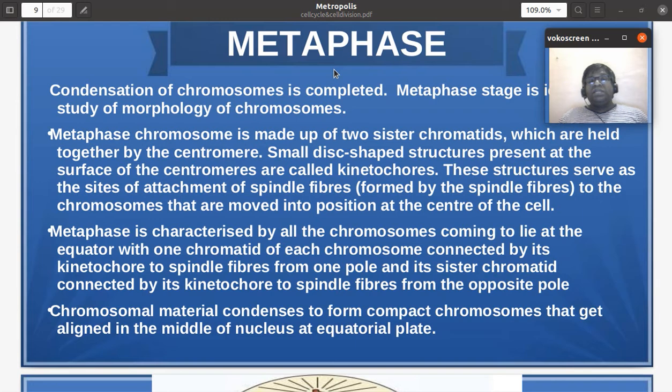So the chromosomal material condenses to form compact chromosomes that get aligned in the middle of the nucleus at the equatorial plate. That is the important thing. The chromosomes, all of them, are arranged at the center of the nucleus on the equatorial plate. That is the important and identifying feature of metaphase.